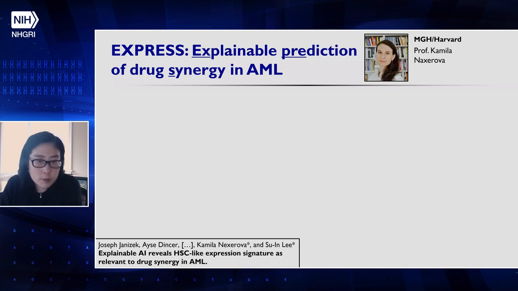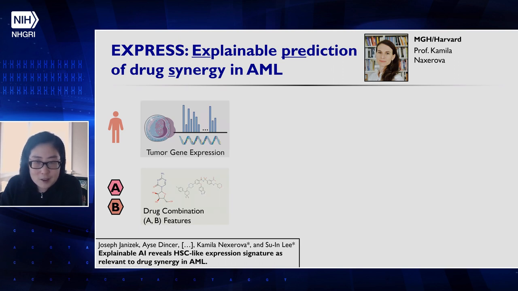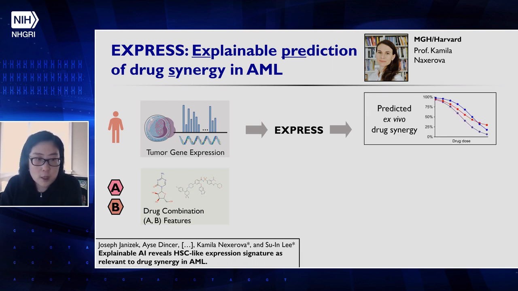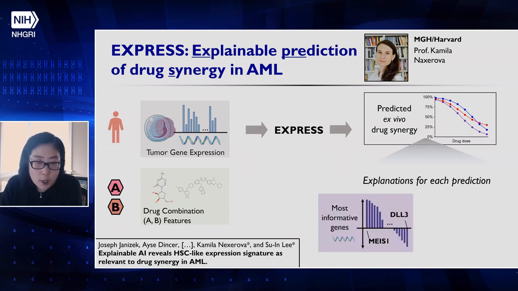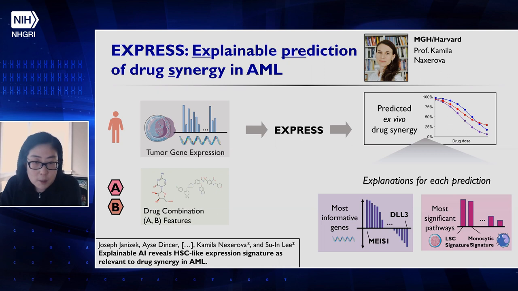We are in the process of developing the Express method. For each patient and a particular combination of drugs A and B, our method Express takes as input the patient's gene expression data and drug combination features, and outputs the predicted drug synergy between A and B for this particular patient tumor. Not only that, it also explains each prediction by giving a gene-level score of how important each gene expression is to predict synergy or not synergy. By using that, we can gain pathway-level insights into what processes are important for a certain synergy prediction.